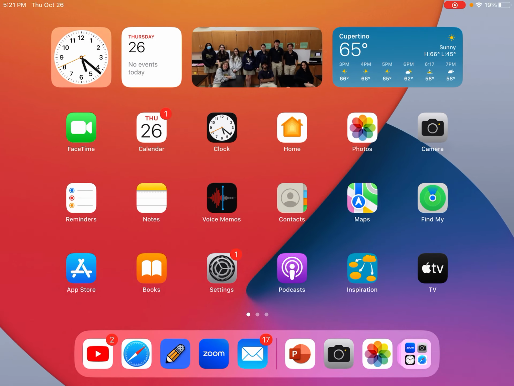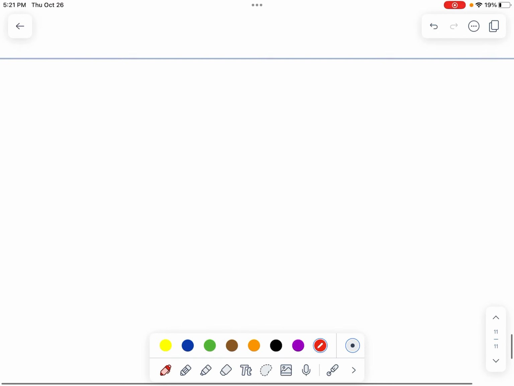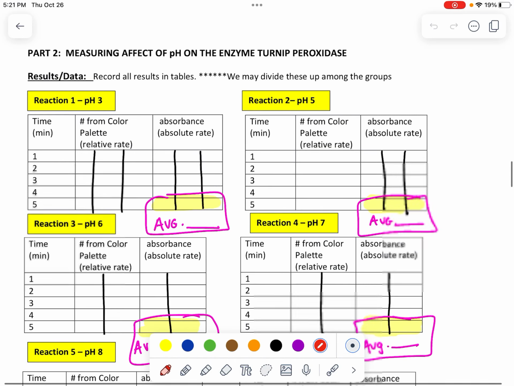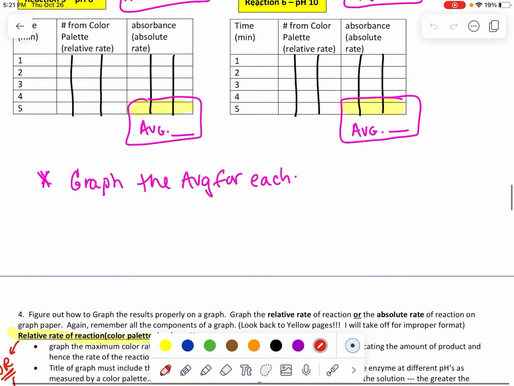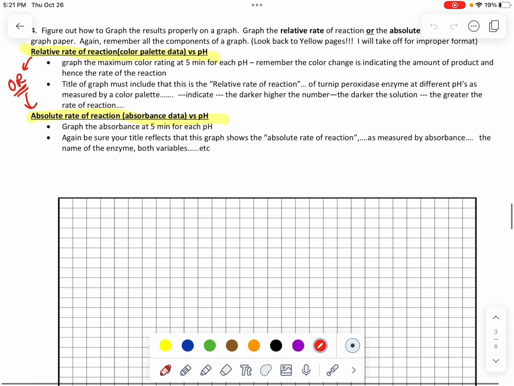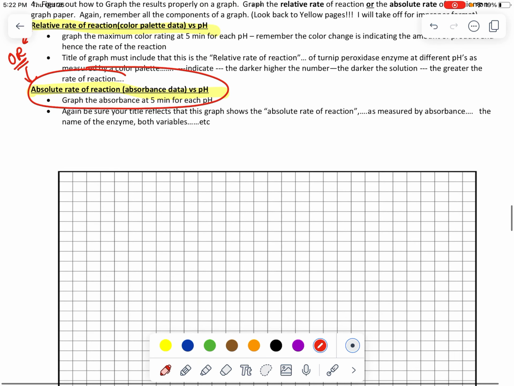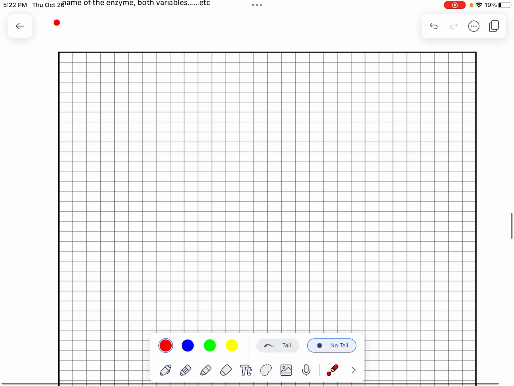All right, so again, for the second part, don't forget all the same things about the graph. It tells you, let me go back to the lab. Okay, so you'll have just whatever ones you did filled out here, that's fine. Again, here, I'm telling you to do the absolute rate of reaction, graph the absorbance. It's going to be the same. Don't graph the color palette data. Again, title, don't forget, same kind of title.